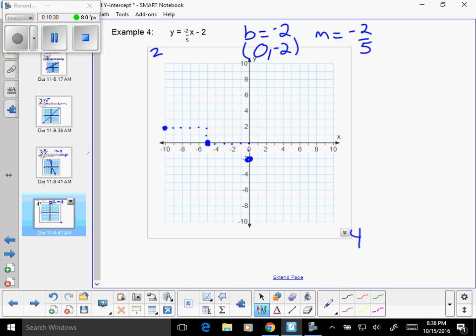Now, I'm going to come back to my intercept at 0, -2 and go 1, 2 down and 1, 2, 3, 4, 5 to my right. 1, 2 down, 1, 2, 3, 4, 5 to my right. Now I connect my dots.